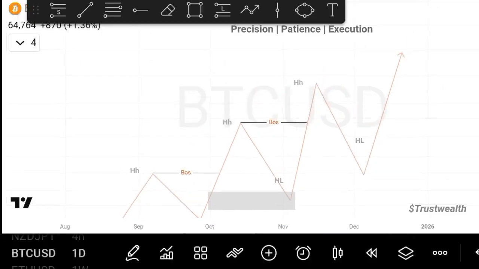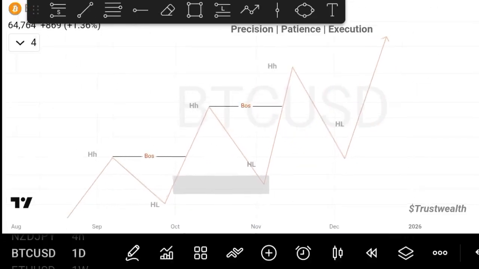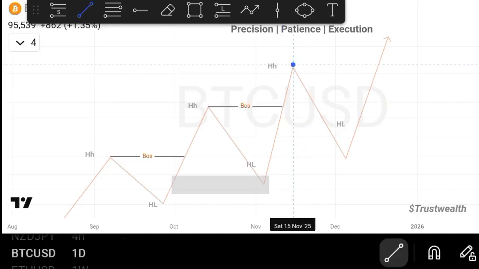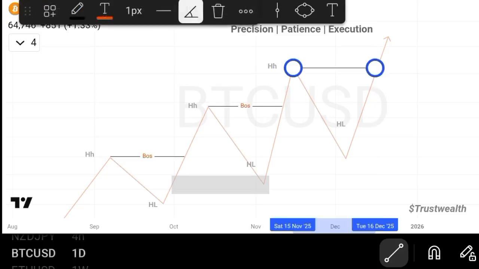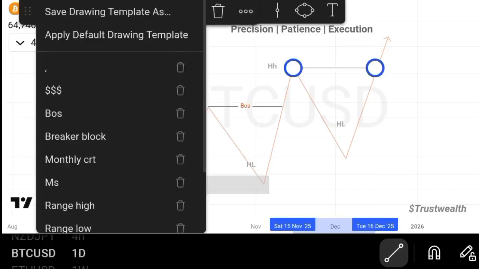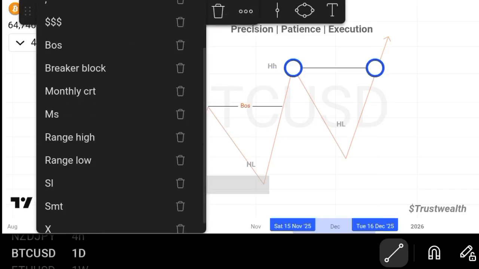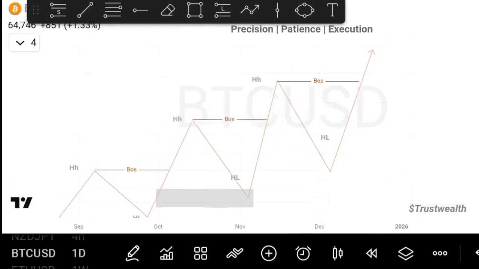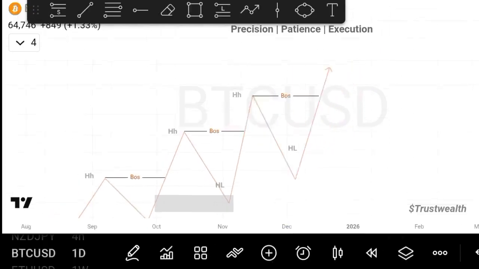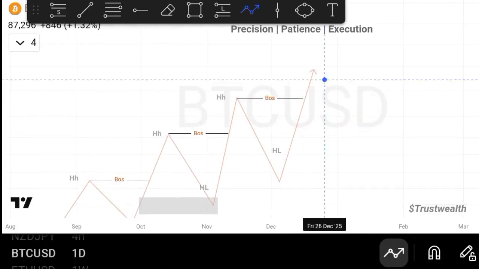This is how it is in a bullish market. In a bullish market, we have higher high and higher low, higher high and higher low. This will continue like this until price intends to give us a market structure shift. So until price decides to give us a market structure shift, this is going to continue like this.